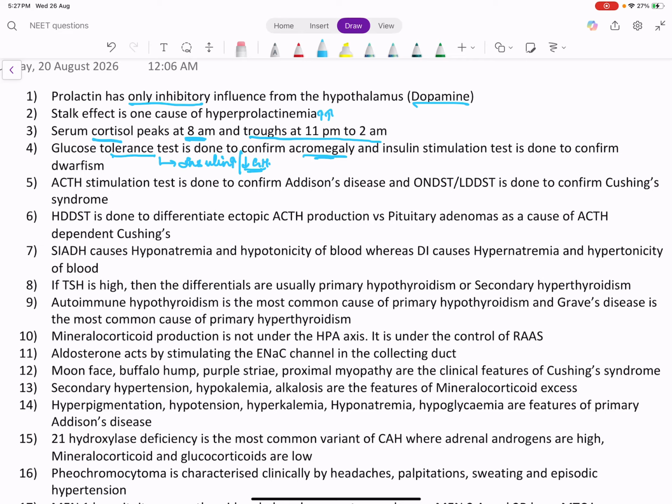The contrary will be in dwarfism, insulin stimulation test. On giving insulin, glucose will become low. Normally a low glucose should stimulate the growth hormone. But when there is dwarfism, growth hormone will be deficient even on giving insulin. So glucose tolerance test is for acromegaly, insulin stimulation test is for dwarfism.